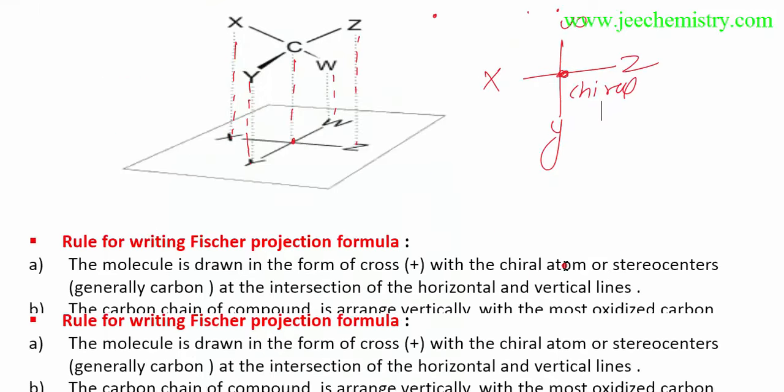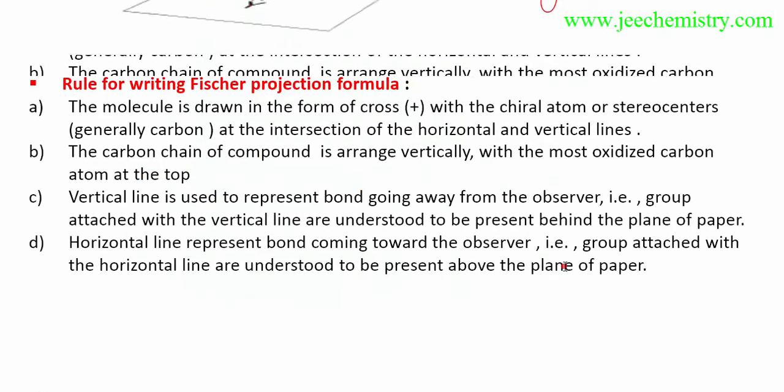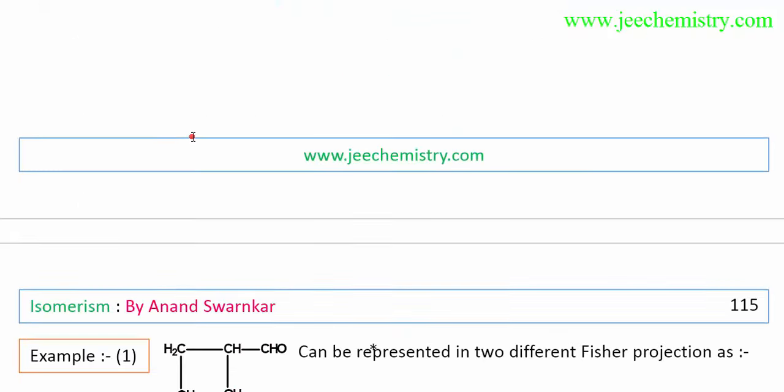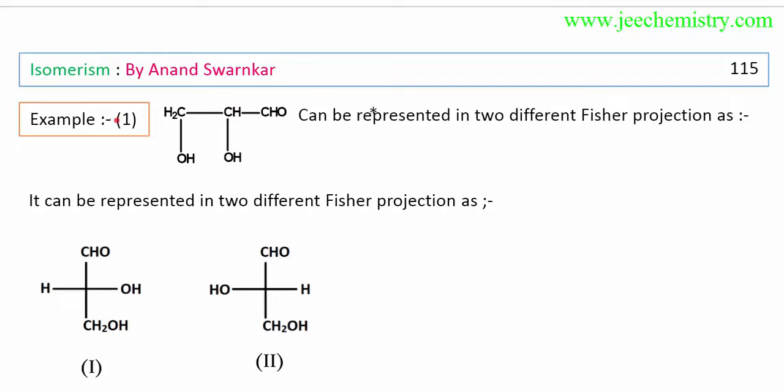Now we will learn further how to write the Fisher's projection formula. An example is given here. We have to write the Fisher's projection formula of this compound. First of all, we have to find how many stereocenters there are. Here in this compound, only one stereocenter is there, so one stereocenter means one intersection will be there. Then first of all, we have to draw this way.